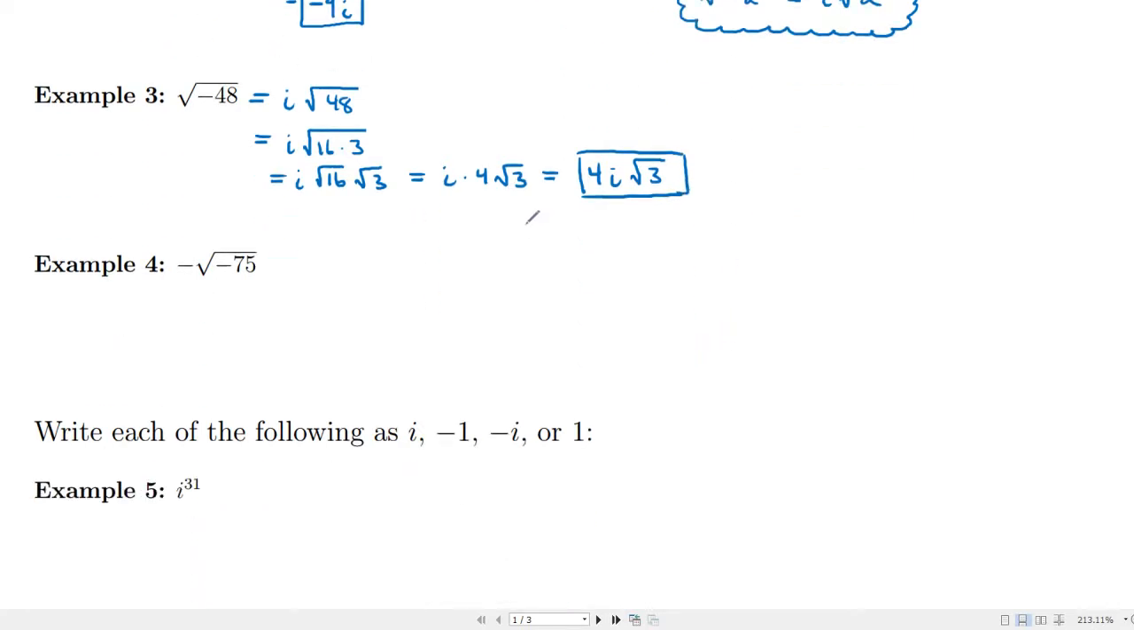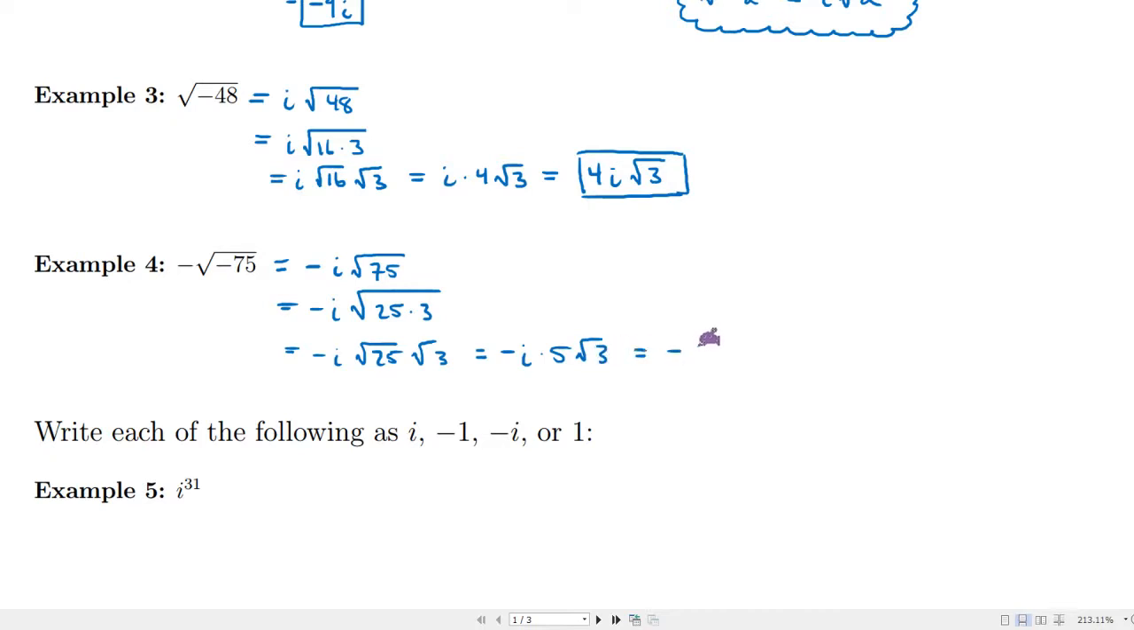Continuing on, we have the negative of root negative 75, so this would be negative i, right? This part, the negative is just carried along, but then the square root of the negative becomes the i, and then square root of 75. And can you think of the perfect square that's a factor of 75? Well, that would be 25, right? 25 times 3. And so this is square root of 25, square root of 3, and square root of 25 is 5. So we have negative i times 5 times root 3, and we could write this as negative 5i root 3.